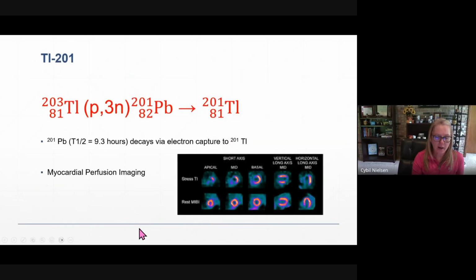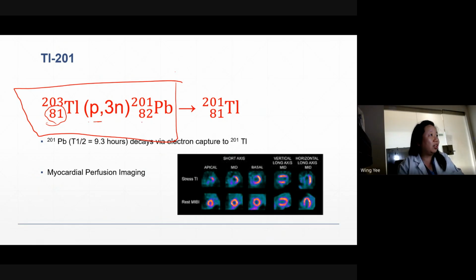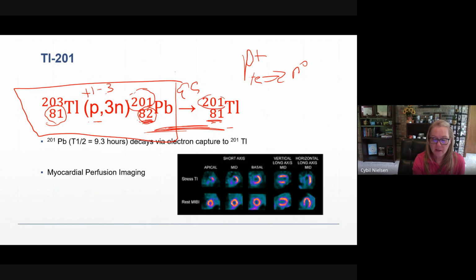All right, how about this one? Just explain this side here. What happens to this 81? So add one proton, and minus 3 neutrons. Very good. So 203 plus 1 is 204, minus 3 is 201. And then this is going to decay by electron capture. I know it's electron capture because this 82 becomes 81, which means a proton turned into a neutron, and it did that by capturing an electron. So this number went down. This number stayed the same.